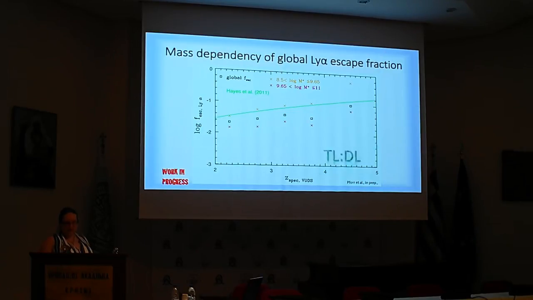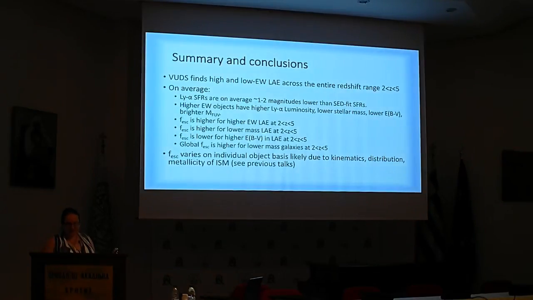And if you've been sleeping until now, this would be your too long didn't listen plot to take away from this talk. I have a few summaries and some obvious conclusions from what I've just shown. I forgot to actually say it at that point, but with the VANDELS survey, we find high and low equivalent width Lyman alpha emitters across the entire redshift range that we're looking at.